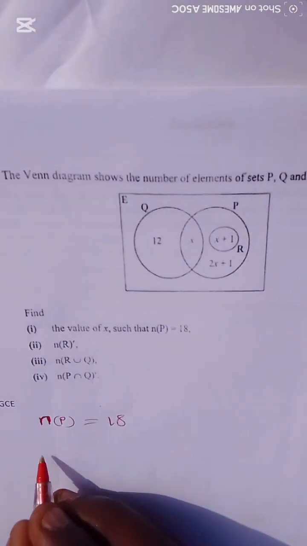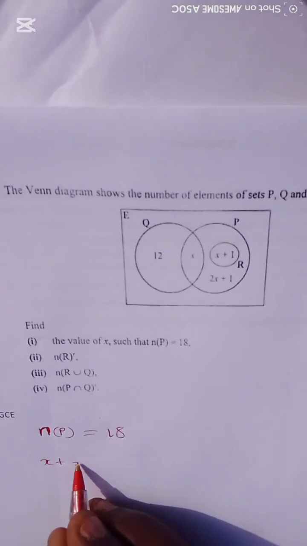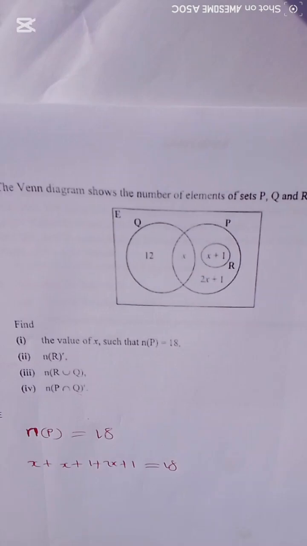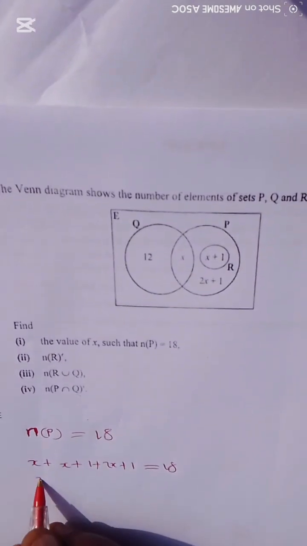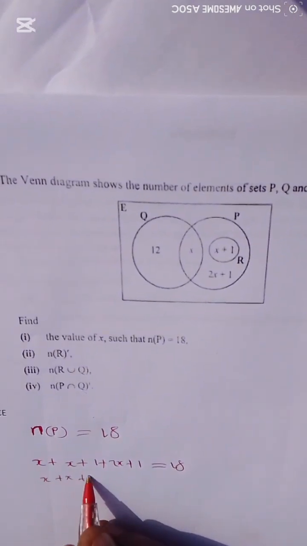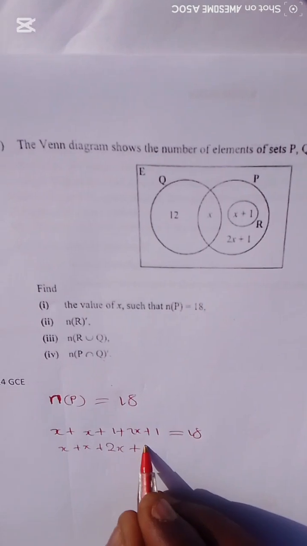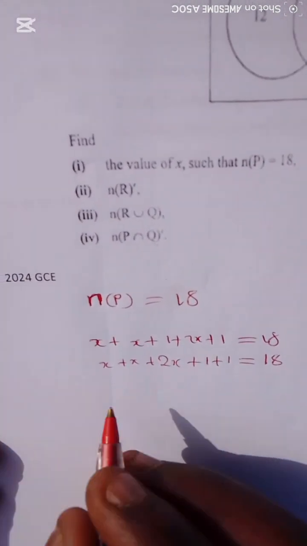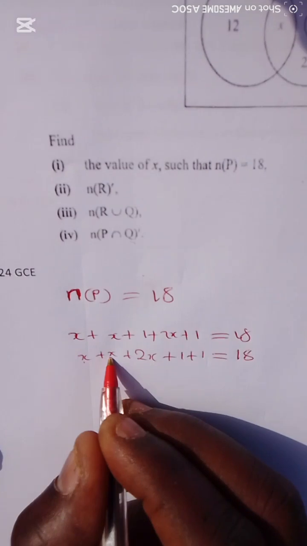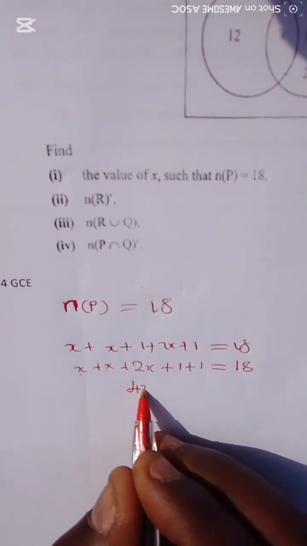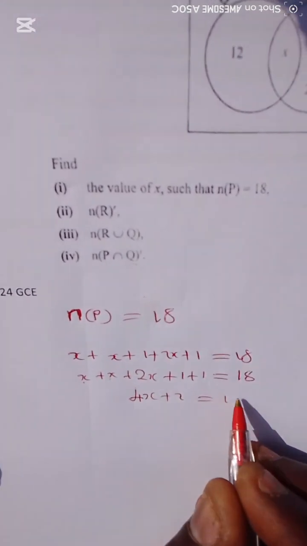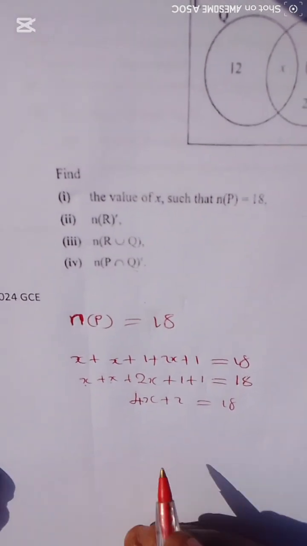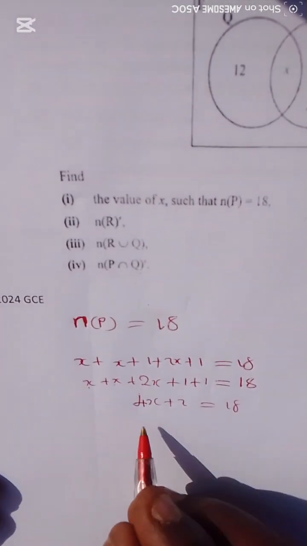So in this case, I'll say x plus 1 plus 2x plus 1 equals 18. At that point, it will be x plus 2x, plus 1 equals 18. From that end, I'll have x plus 2x plus another 2x, it will give me 4x plus 2 equals 18. 4x plus 2, impossible. We cannot add or subtract unlike terms.